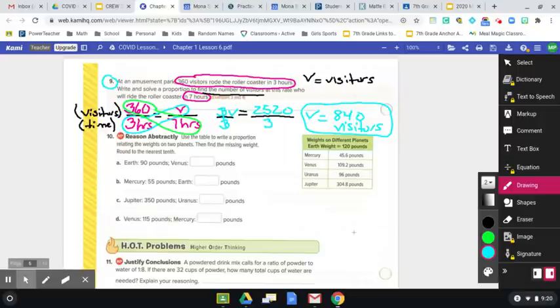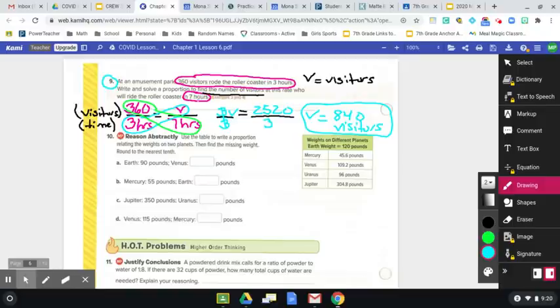Okay, let's see how you did. So on number 9, we should see here that 360 visitors rode the roller coaster in 3 hours. That is your first fraction. That is your first ratio right here. And notice I'm putting 360 visitors in the numerator and 3 hours, the time, in the denominator. So then it says, write and solve a proportion to find the number of visitors you don't know. And then at this rate, how many will ride the roller coaster in 7 hours?